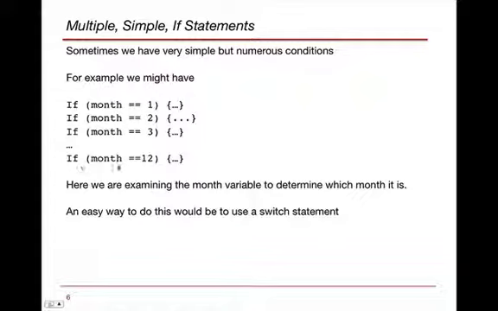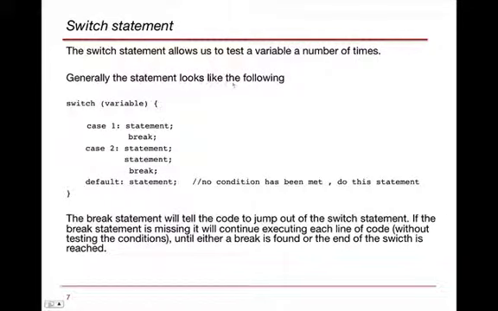Again, I have more of them, and then I'll do if month equals 12. So we're examining the month variable to determine which month it is, obviously. But this is actually done a little bit easier with a different type of statement called switch. The switch statement actually allows us to test a variable a number of times. And the general form of the statement looks like this.